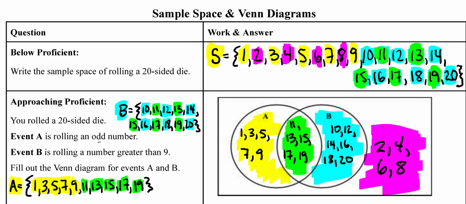Event A is rolling an odd number. 2, 4, 6, and 8 are not odd. Event B is rolling a number greater than 9. 2, 4, 6, and 8 are not greater than 9. So they're both outside both A and B. And so they're still in the sample space, so they need to be included, but they're not in either of those events, A or B.